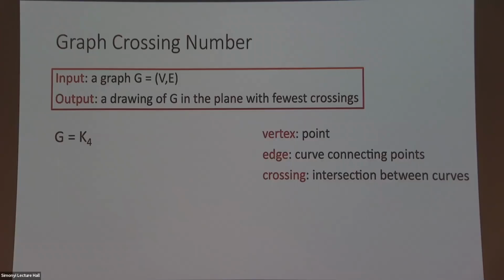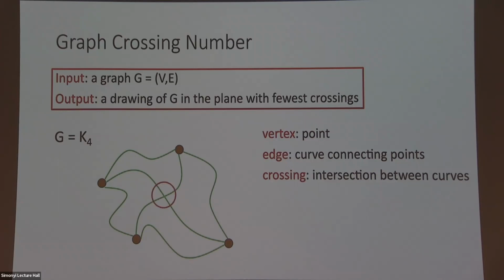So for example, if your input graph is K4, a clique on 4 vertices, then this is a drawing of K4 in the plane. And this drawing contains one crossing, which is this intersection. Okay, so before I go into the detail of this problem, into the algorithm, I need to specify a few things about what is a legal drawing.